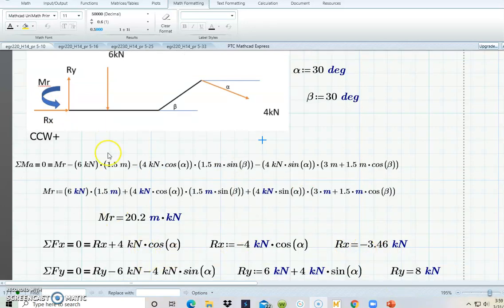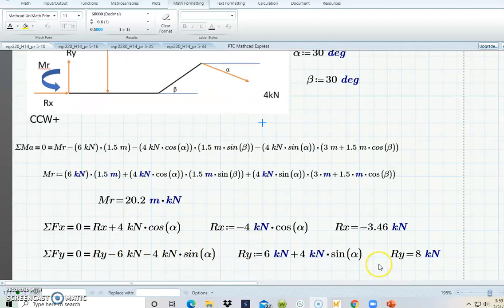And then you sum the forces in the Y. You've got Ry up, you've got 6 down. You've got the vertical part will be down here. It's opposite alpha, so it's sine alpha, 4 sine. Again, you solve for Ry, and I get 8.